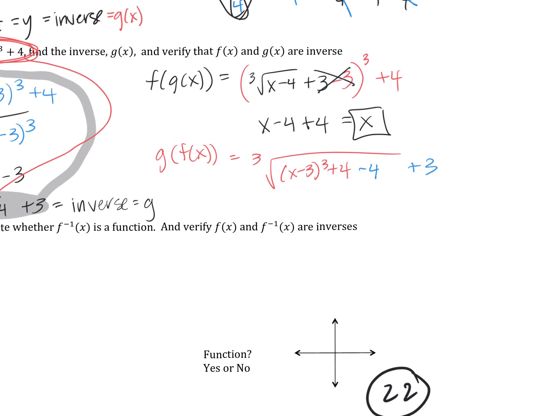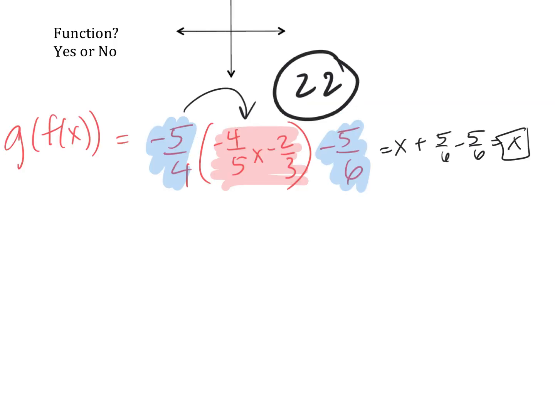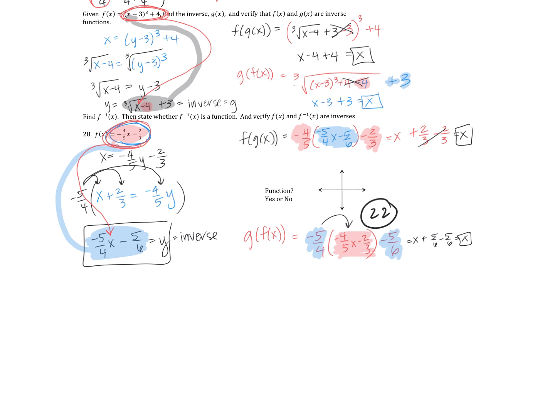Do things cancel nicely? What happens with 4 minus 4? 4 minus 4 is gone. What happens with my cube root of a cube? They cancel out, and I'm left with an x minus 3 plus 3, which is just x. When we plug our function into our inverse, we also get x.